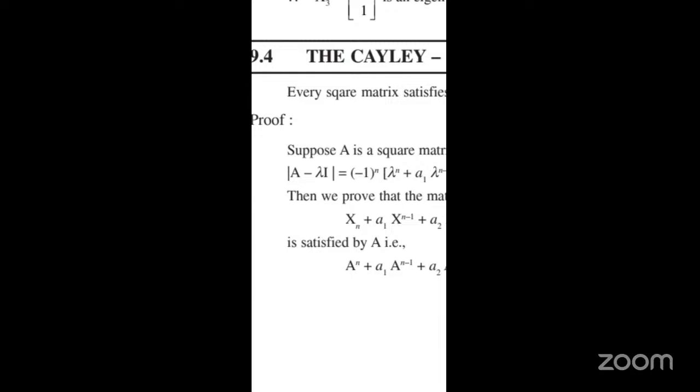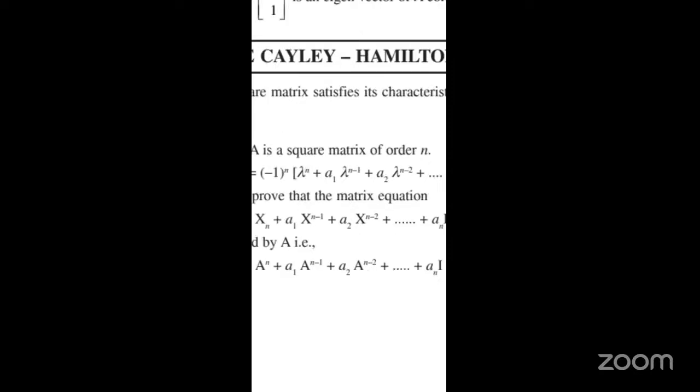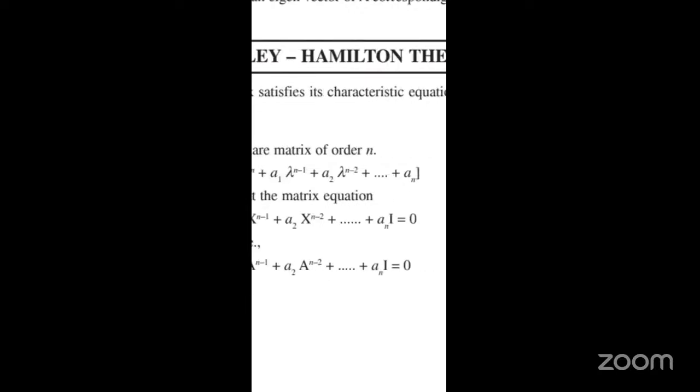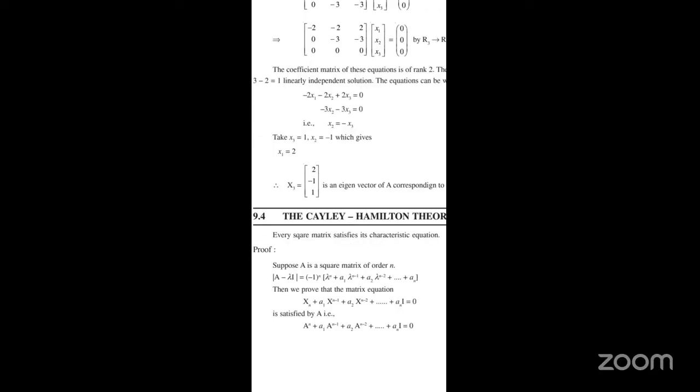So that is A power n plus a1 into capital A power n minus 1 plus a2 into capital A power n minus 2 plus so on plus an I. Here I is an identity matrix for the given matrix of order n. So finally, now satisfying the characteristic equation by replacing x by capital A: A power n plus a1 into capital A power n minus 1 plus a2 into capital A power n minus 2 plus so on plus an equal to 0. Okay, see this proof.